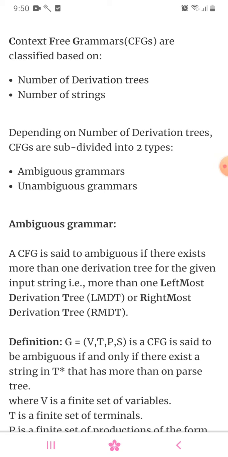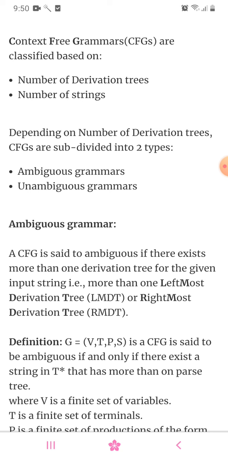Today we are going to learn what is ambiguous grammar with example. Context free grammar, that means CFG, is classified based on the number of derivation trees and number of strings. Depending on the number of derivation trees, CFGs are subdivided into two types: ambiguous grammar and unambiguous grammar. Firstly, we will discuss ambiguous grammar.